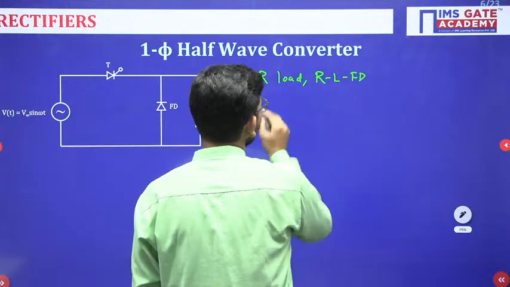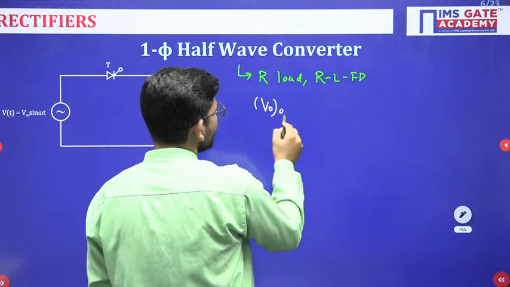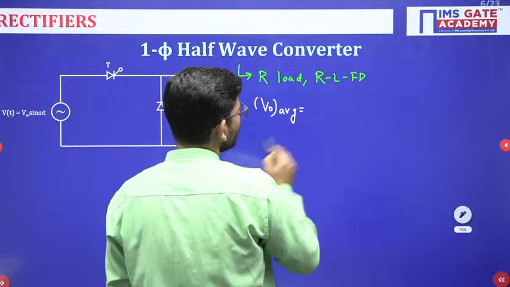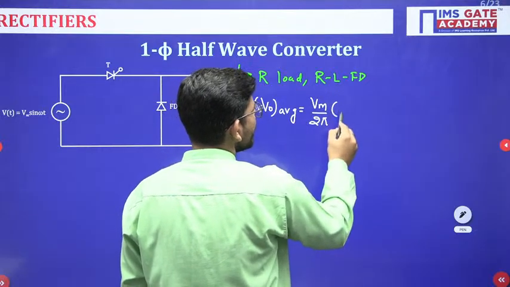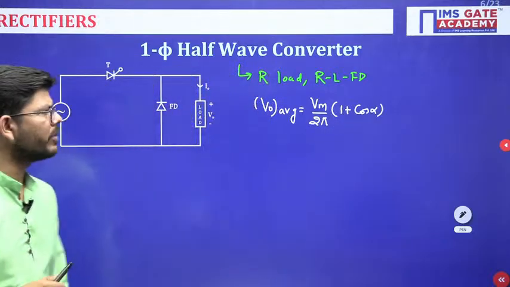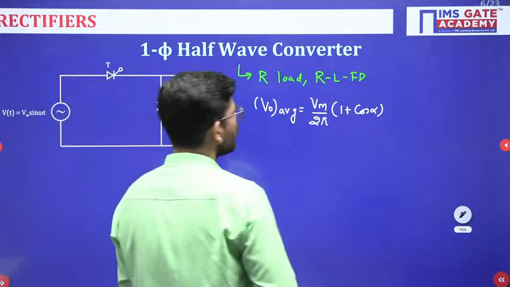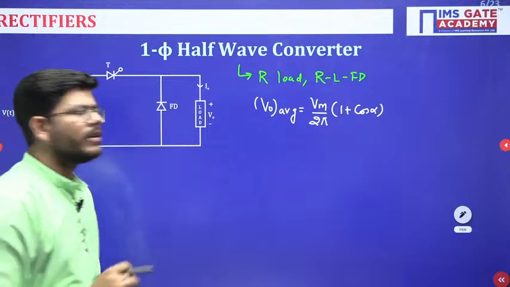So if we talk about these loads, what could be the output voltage average value? For these loads, the output voltage average value will be Vm by 2 pi times 1 plus cos alpha. This becomes a very important formula for us. Okay, Vm by 2 pi times 1 plus cos alpha. In all the half wave converters, the time period will be 2 pi.